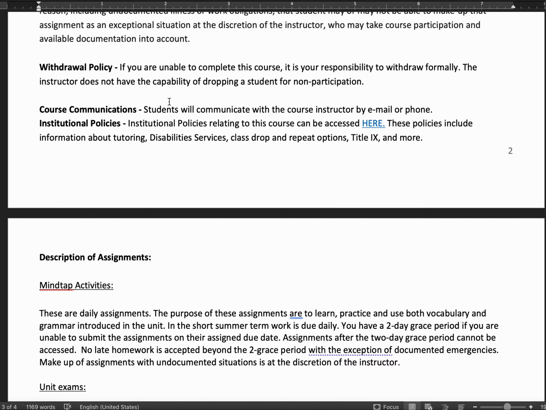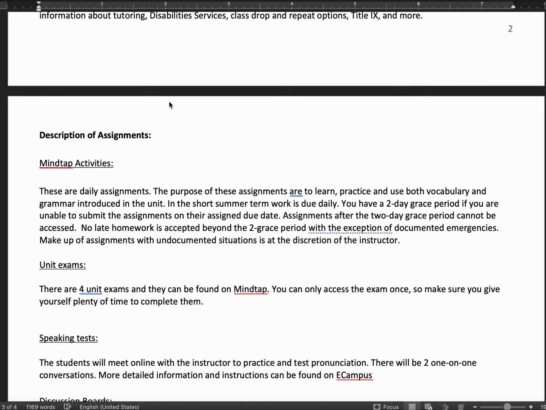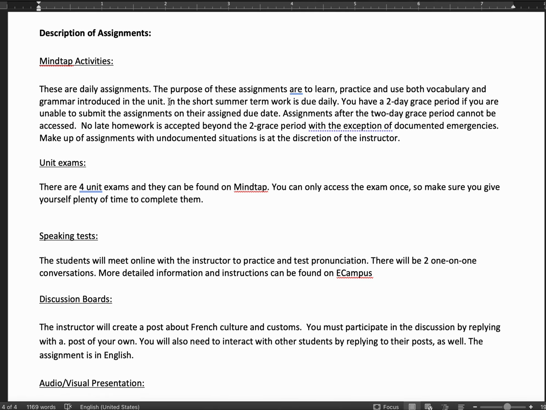So withdrawal policy: if you're unable to complete the course, it is your responsibility to withdraw formally. I don't have the capability of dropping a student for non-participation, okay? And make sure that you communicate with me via email. That's my preferred method of communication.